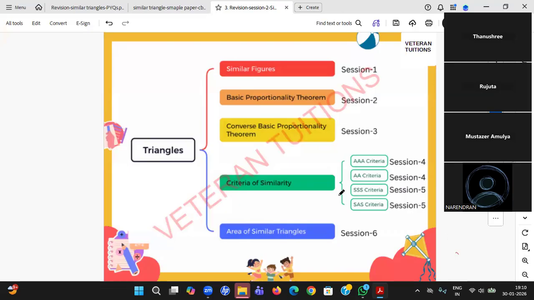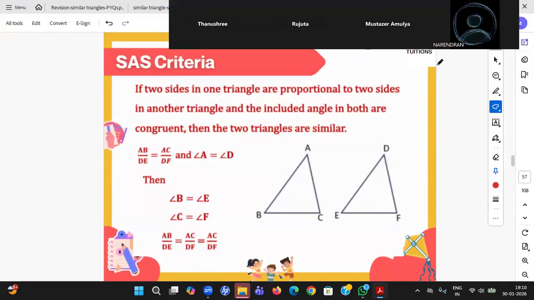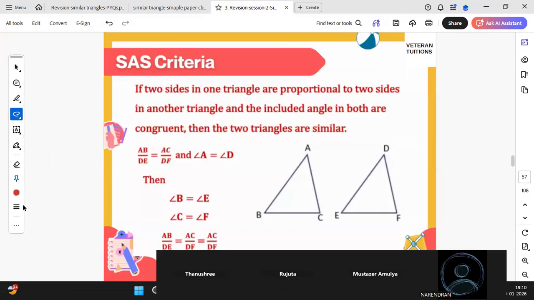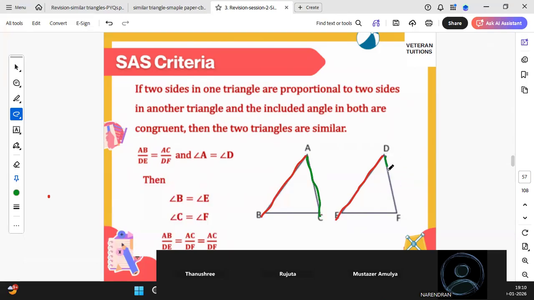In that we have finished SSS. Let us go for SAS, the last criterion. So what does SAS say, students? SAS says that first of all, your sides ratio should be the same. Let me explain it. AB by DE, AB is here, DE is here, and equal to AC by DF. Where is AC? AC is here, DF is here. If these ratios are the same, and angle A equals angle D, you see this one.